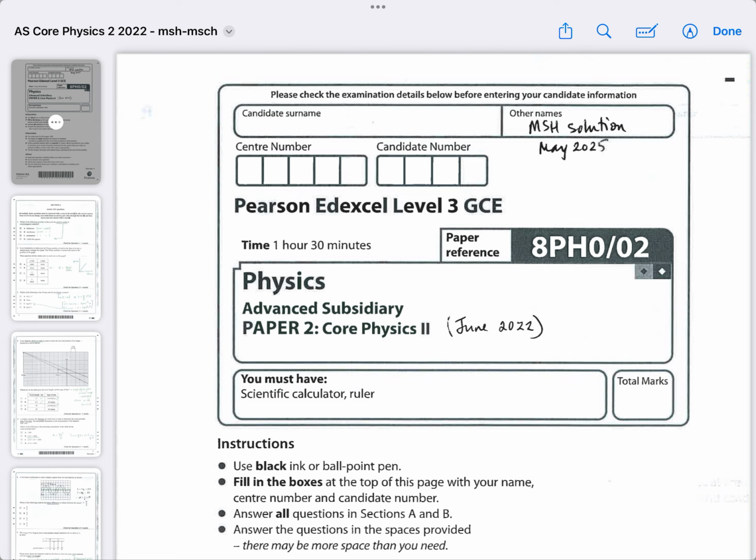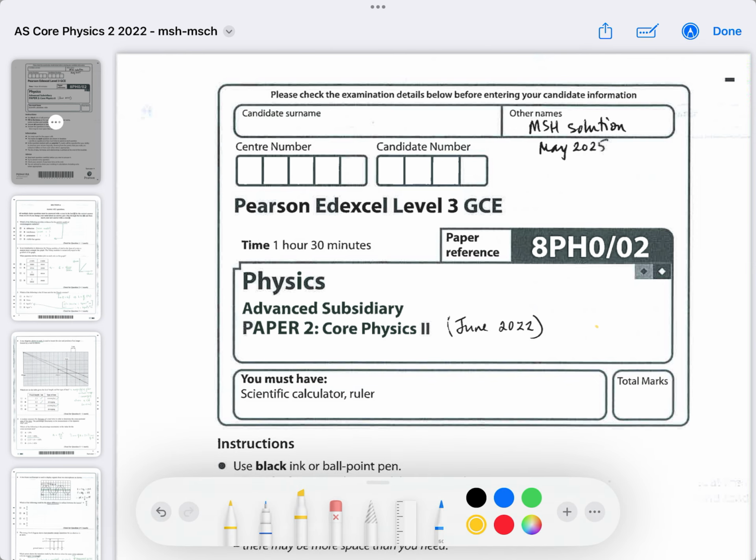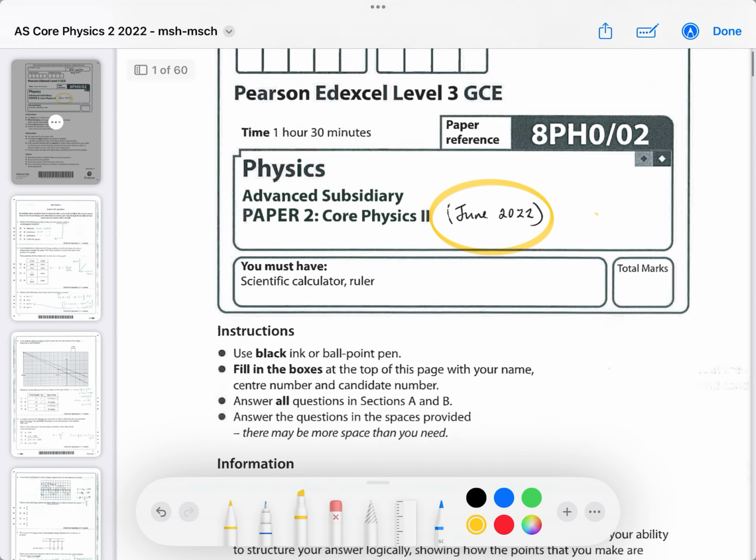Okay, so this is the Pearson Edexcel Physics Linear Exam for AS level students. It's paper 2 for the AS level, called Core Physics 2, from June of 2022. They didn't put the year on it, but it was used. Okay, so I'm going to run through it as quickly as possible.